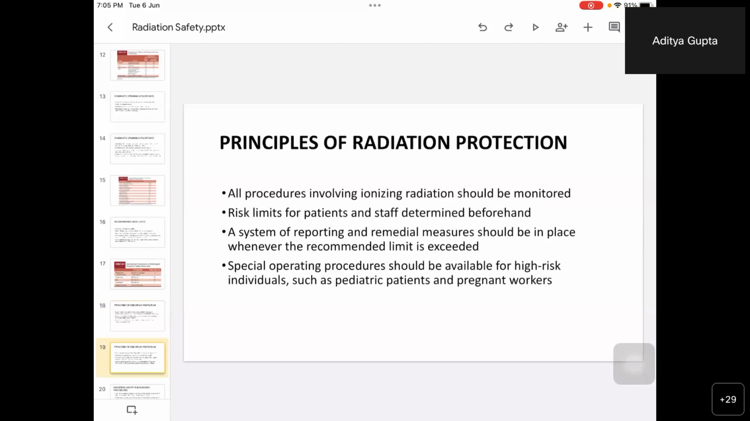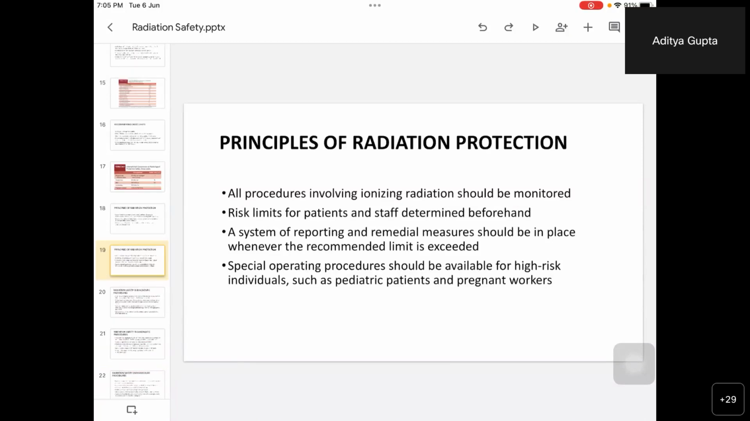All procedures involving ionizing radiation should be monitored. The risk limits for patients as well as staff should be determined beforehand. A system of reporting and remedial measures should be in place wherever the recommended limit is exceeded. Special operating procedures should be available for high-risk individuals such as pediatric patients and pregnant women.